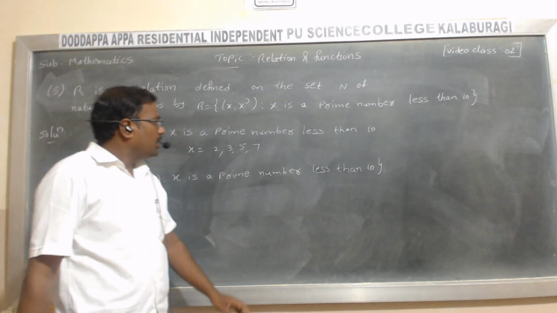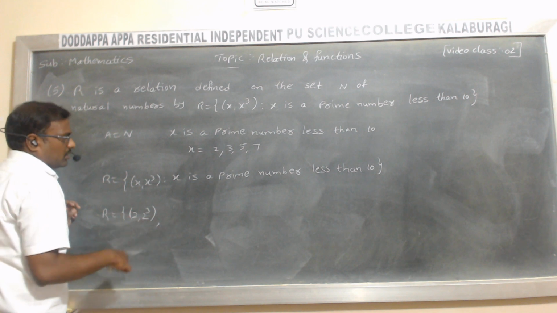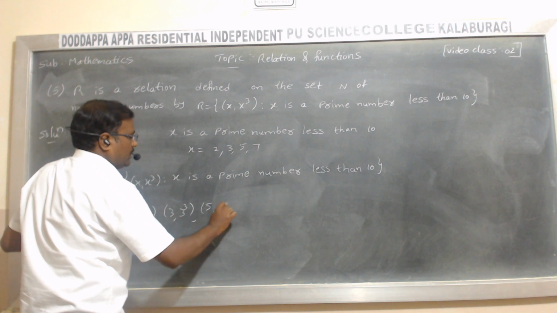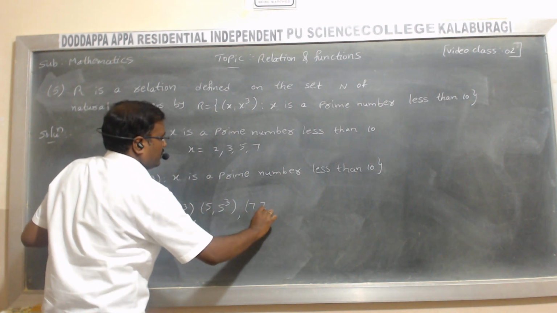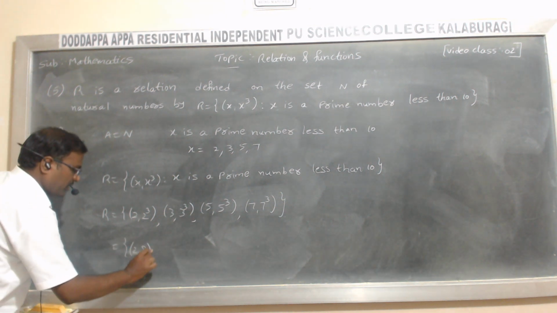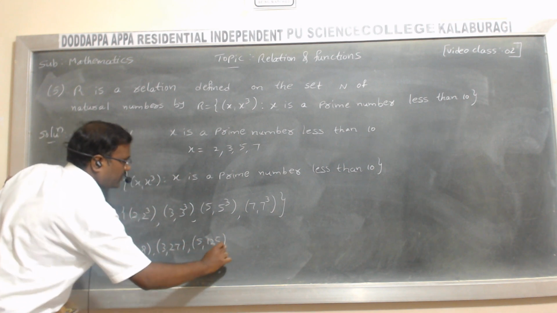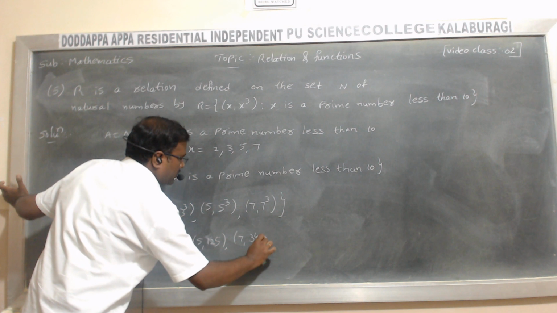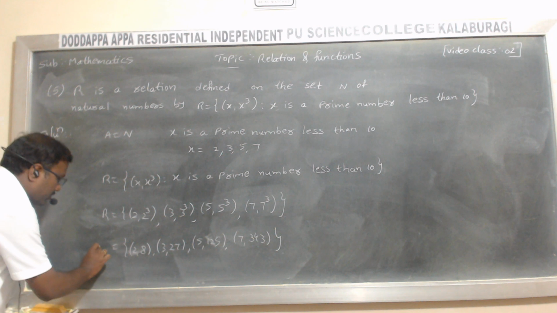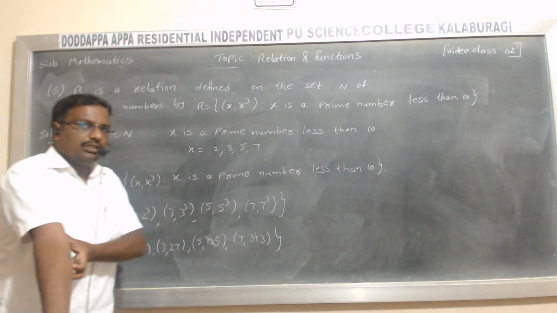Here in place of x substitute 2, we get 2 cube. Another one 3 cube. Next 5 cube. 7 cube. If you simplify, we get 2 comma 8, 3 comma 27, 5 comma 125, 7 comma 343. So we get the solution relation 2 comma 8, 3 comma 27, 5 comma 125, 7 comma 343.